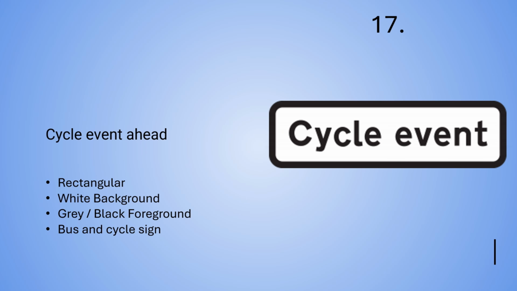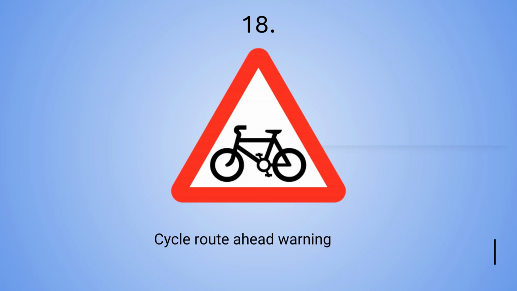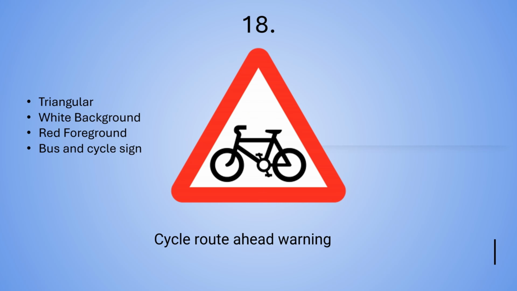So this sign will tell you that somewhere ahead there is some kind of an event involving cycles. Sign number 18 means cycle route ahead warning. So please remember, the red color is something that you must not do. This sign is triangular in shape, it's on a white background with a red foreground, and it's a bus and cycle sign.